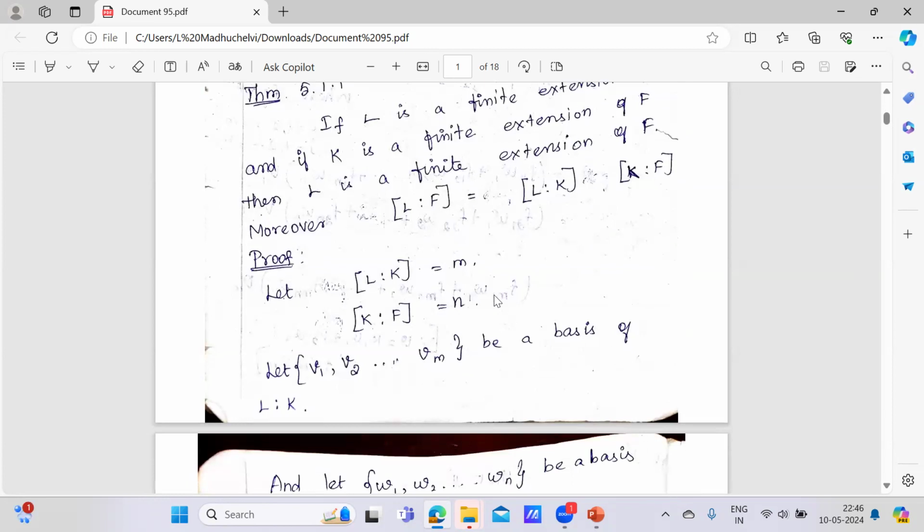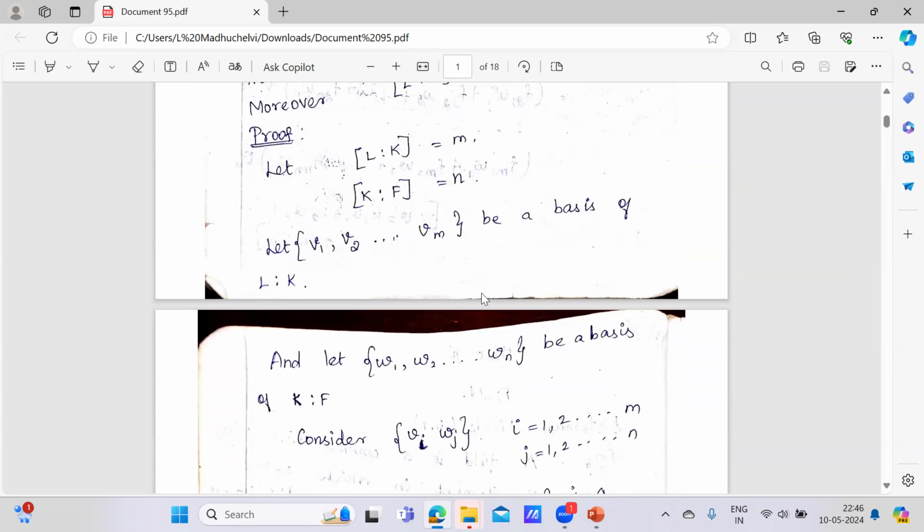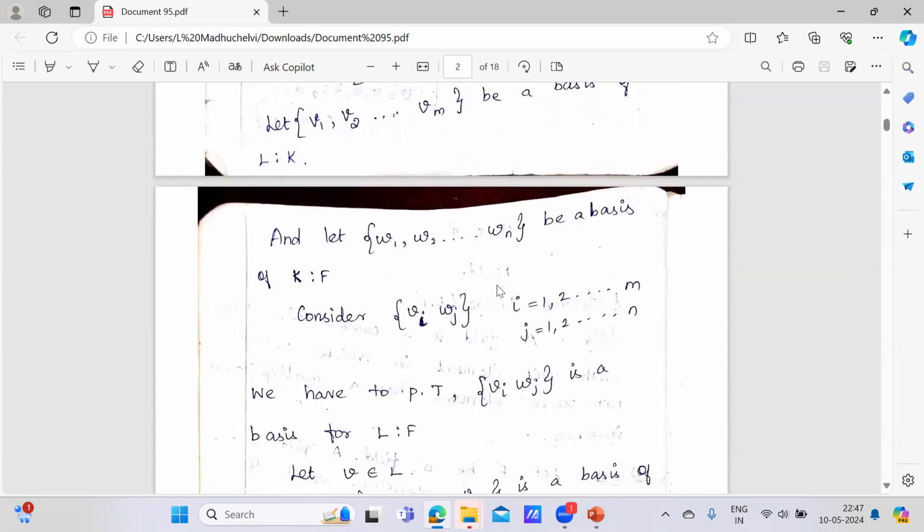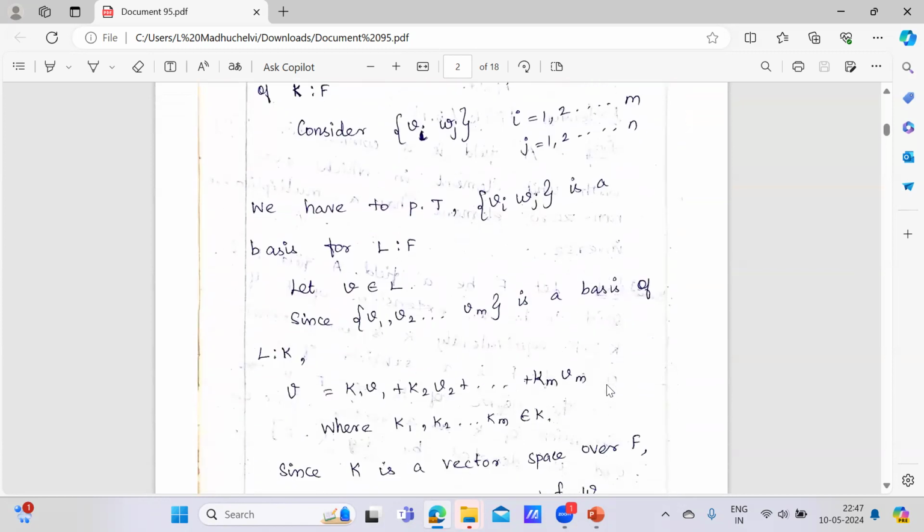Let degree of L over K equal M. That is, the dimension of L as a vector space over K is M. Degree of K over F equals N. That is, the dimension of K as a vector space over F equals N. Let V1, V2, etc. Vm be a basis of L over K, and let W1, W2, etc. Wn be a basis of K over F. Consider the set Vi Wj, i equal to 1 to M, j equal to 1 to N. We have to prove this set is a basis for L over F.